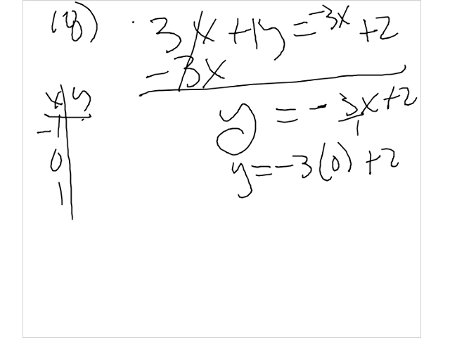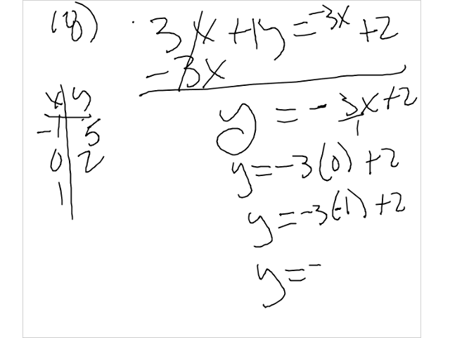-3 times 0 is 0. 0 plus 2 is 2. So when x equals 0, y equals 2. Let's plug in -1. That will give us 3 plus 2, or 5. -3 times -1 is plus 3, and 3 and 2 are 5. And then let's plug in +1. So that's -3 plus 2, or -1.